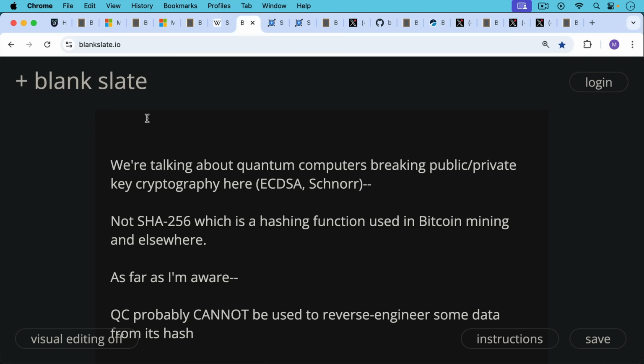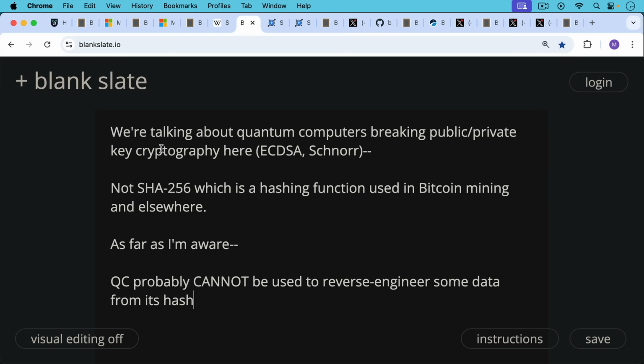We're talking here about quantum computers breaking public-private key cryptography, ECDSA, which was the traditional one used in Bitcoin, as well as Schnorr signatures, which came with the Taproot upgrade. Not SHA-256, you see this mentioned a lot, but what we're talking about here is public-private key cryptography being broken by a quantum computer, not SHA-256, which is the hashing function used in Bitcoin mining and elsewhere. And as far as I'm aware, quantum computing probably cannot be used to reverse engineer some data from its hash. So it cannot be used to reverse engineer a hash algorithm. Maybe it can speed up SHA-256 hashing a bit, but even that's unclear.